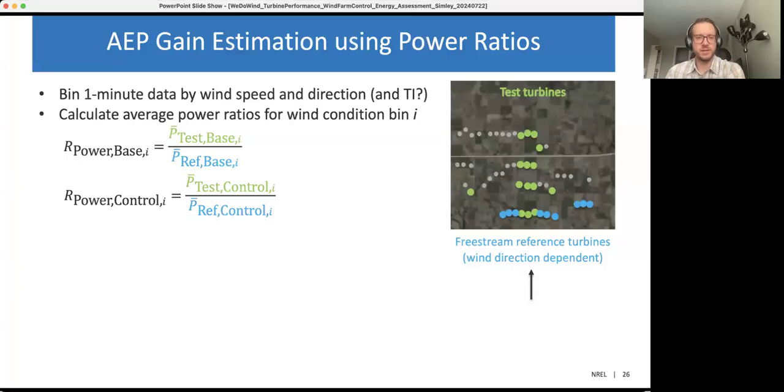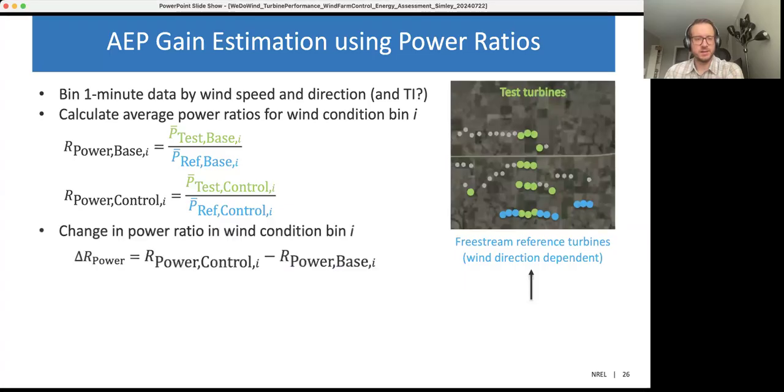And we're also binning the data by wind speed and direction and possibly other variables like TI. And then for each wind condition bin, so for each combination of wind speed and direction, we'll find the power ratio, which is just the average power of the test turbines over the average power of the reference turbines for baseline and control time periods. And then we can look at the change in the power ratio for a given wind condition bin.